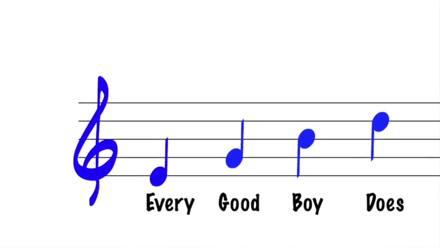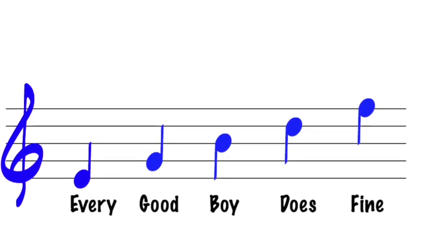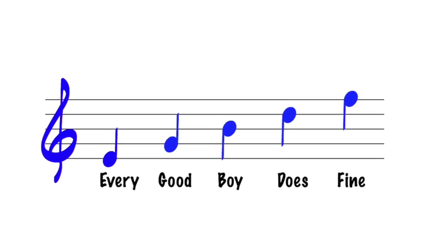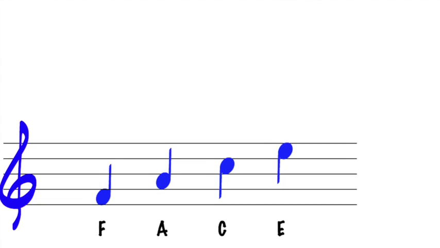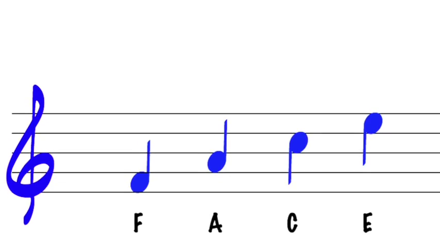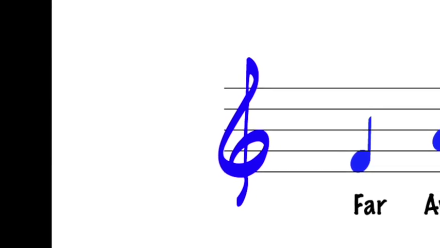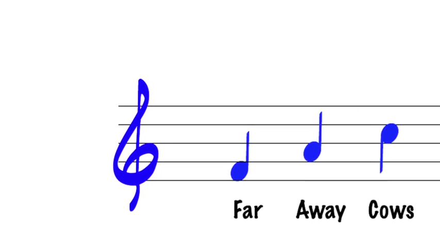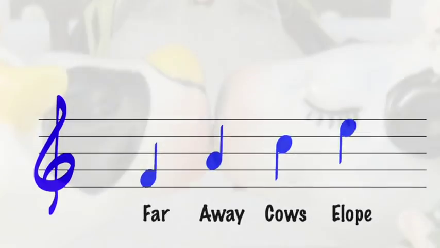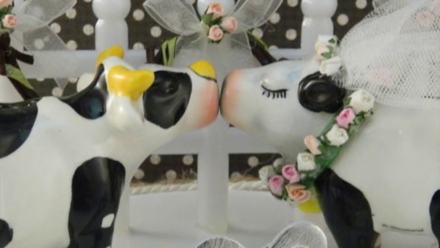"Every good boy does fine" is what has been used most for learning the lines. The spaces simply spell the word face, or if you prefer, you can make "far away cows elope." Now, how's that for an image?